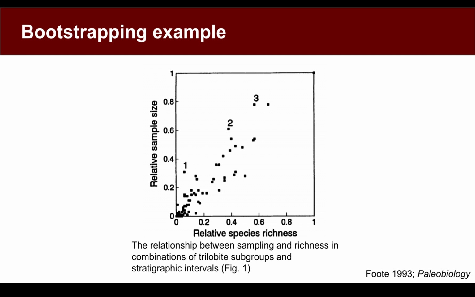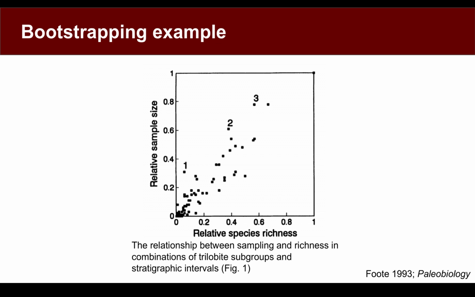So bootstrapping is one way of dealing with this, or generating those curves, and then you can pick some kind of equal sampling level to compare across your samples from. And this as a concept goes back at least to Foote in 1993, in this paper in Paleobiology where he was looking at trilobites, and he was looking at both species richness, so the number of taxa, and measures of morphological diversity, often termed disparity.